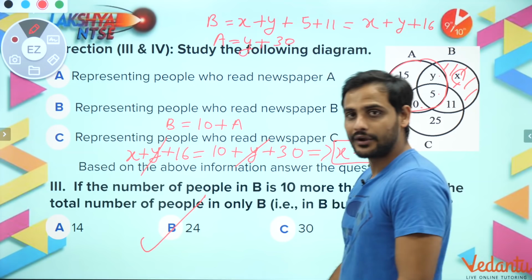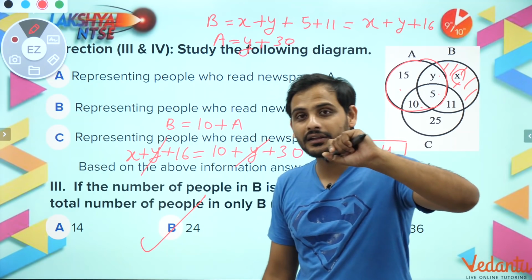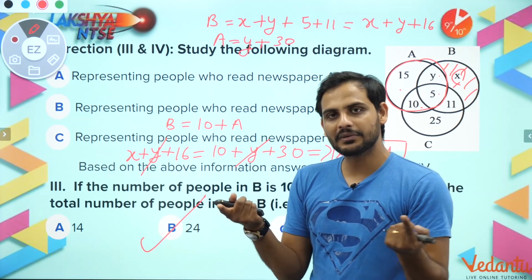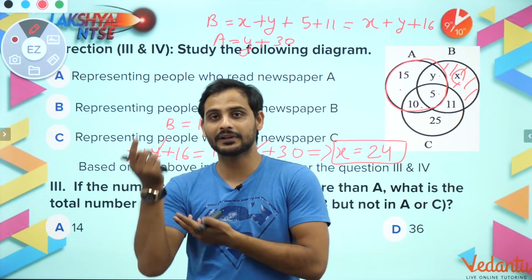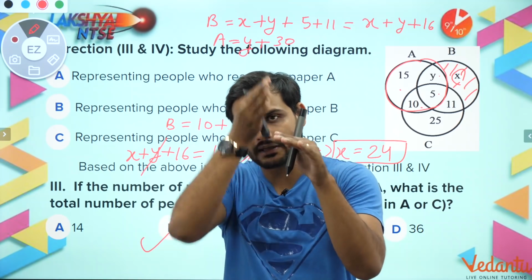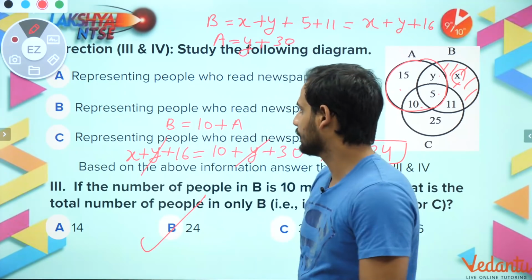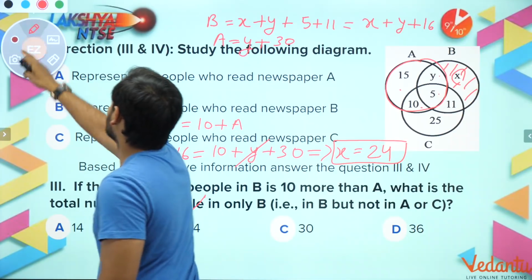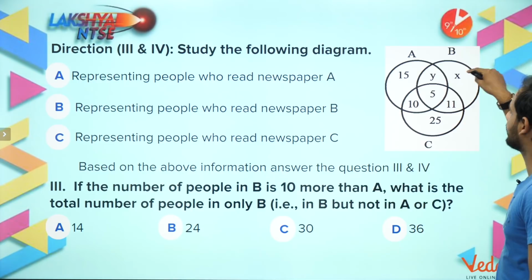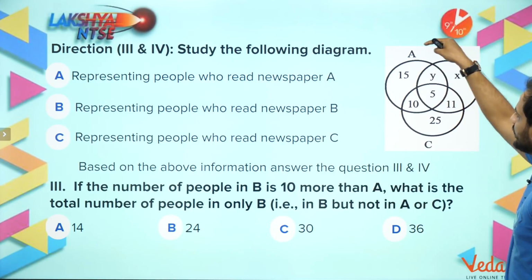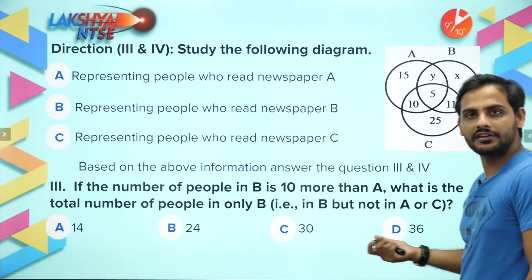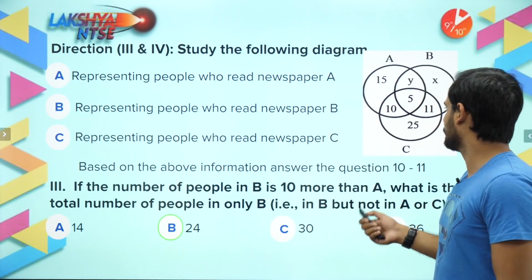So this is how you have to understand the difference between only B, B and C, or in B. In B means you have to count everything. Only B means only the part which is only in the B area. Okay, let's move to the next question. So the answer here we have got is 24. Why? Because in B we have X plus Y plus 5 plus 11, in A we have Y plus 30, and they have told that B is equal to 10 plus A. From the equation we have got 24. Let's move to the next question.